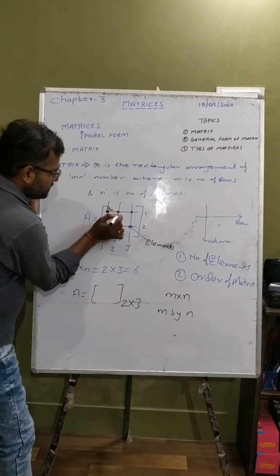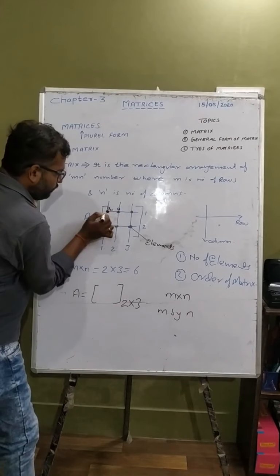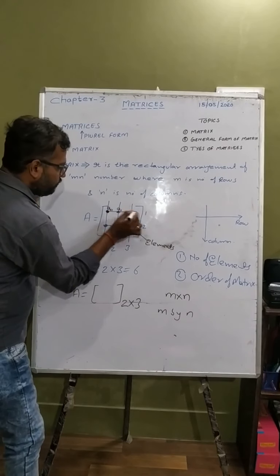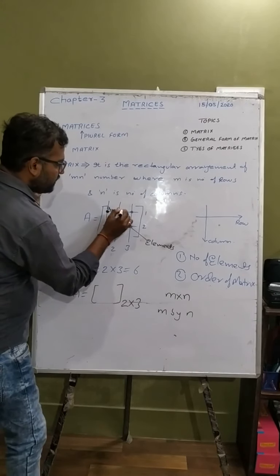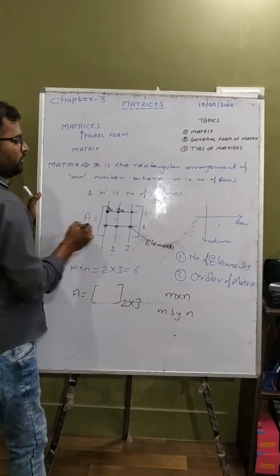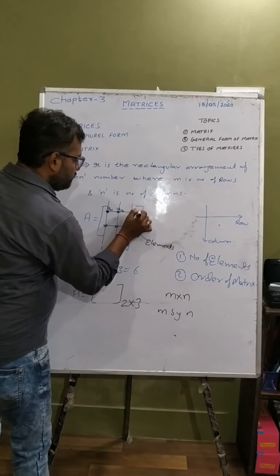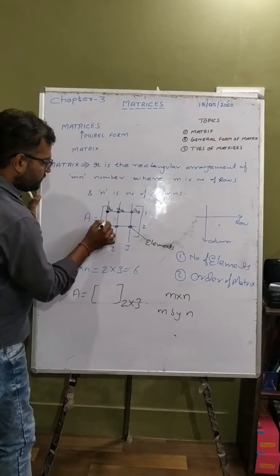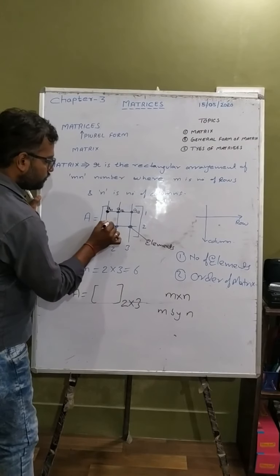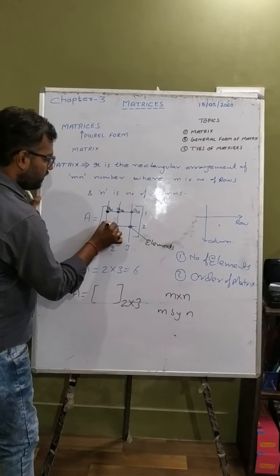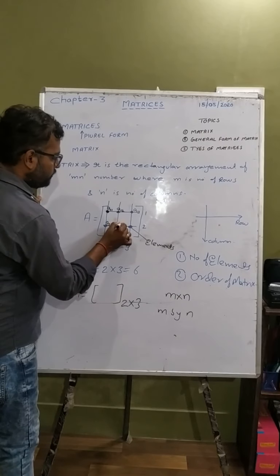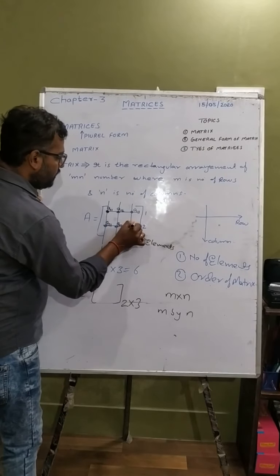Now this represents your A. Which row is there? First row is there. Then A1, and which column is there? The second column, A12. This is denoted by A13. This one is denoted by A. Which row is there? 2. And which column is there? First. Then A21. Now A22. And this is your A23.